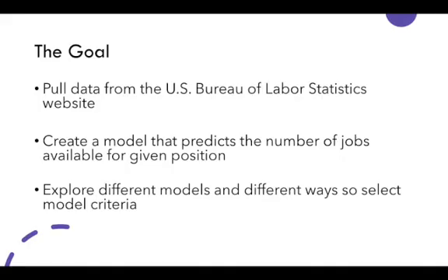So the goal of this project is to first show a mini web scraping project where we actually go to the U.S. Bureau of Labor Statistics and extract the data. And then with the data that we have, we're going to create a model that predicts the number of jobs for any available position. That process is going to require us to explore different models and figure out, once we have our desired model, what's the best way to select the criteria or the hyperparameters for that model.